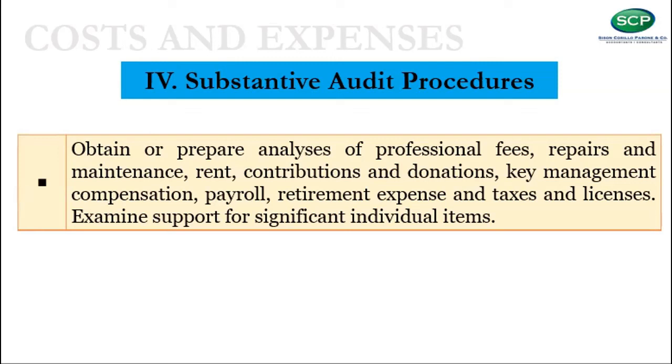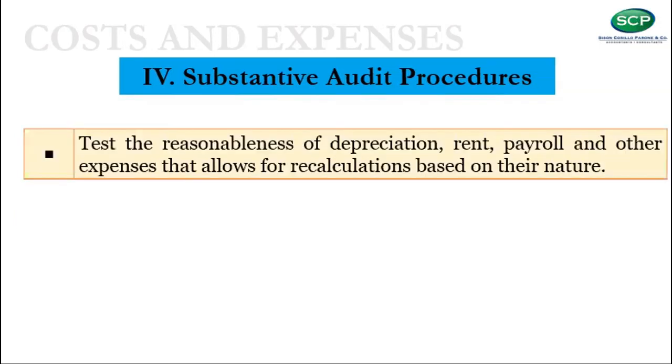The last audit procedure we will discuss about costs and expenses is to test the reasonableness of depreciation, rent, payroll, and other expenses that allow for recalculations based on their nature. So these are the expenses that we can do predictive testing on. Certain amounts of costs and expenses, due to their nature and how they are incurred, are recorded in the books and can be predicted as to how much they should be at the end of a particular period because they involve fixed amounts that are regularly incurred.